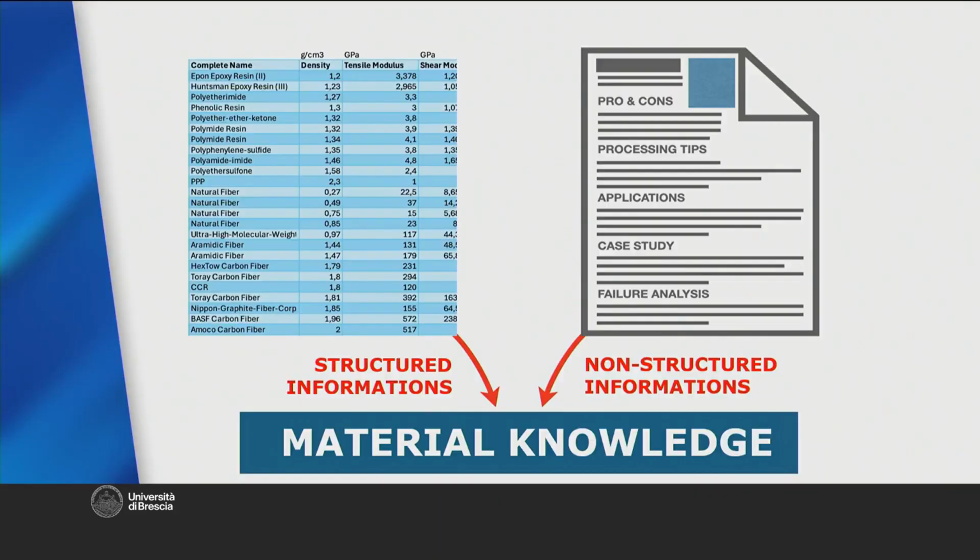Structured information is generally easy to find and use, and it allows you to guide the selection of the material right from the early stages, when the number of options is still very large. Unstructured information, on the other hand, is not always available for every material, nor is it presented in a consistent way. For this reason, it is less useful in the preliminary phase, but becomes essential in the later stages, when the final decision about which material to use must be made.